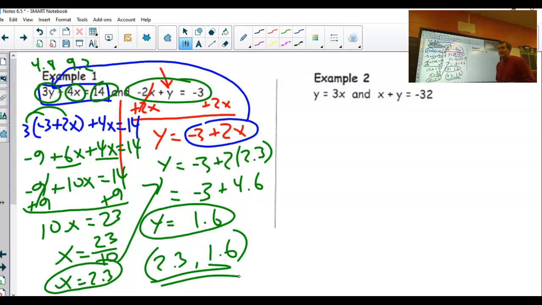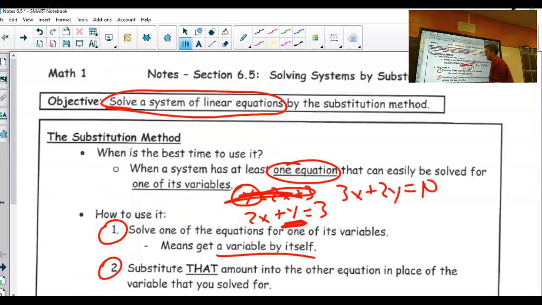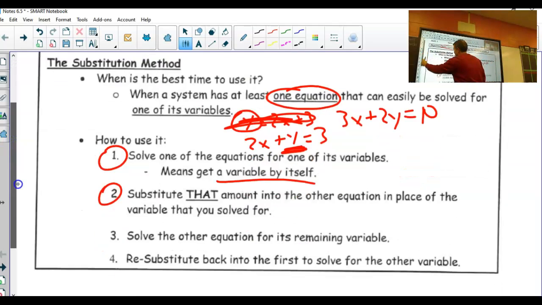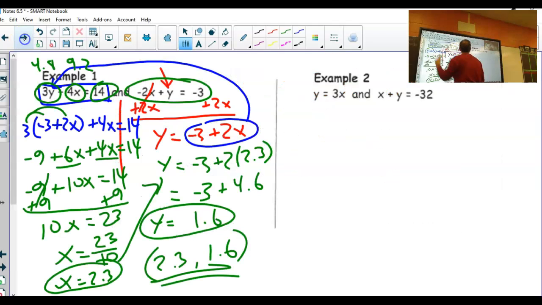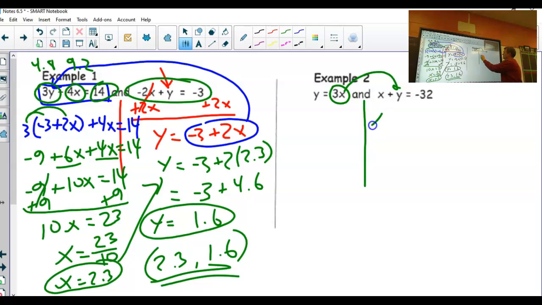Let's try this one. I think it looks much easier. In this one, the y is already by itself, so I can skip that step, right? And I can go right to step 2 here, which is substitute what that variable equals into the other equation. So I take what y equals and I put it into the other equation in place of the y. And I get x plus, instead of x plus y, now it's x plus 3x.